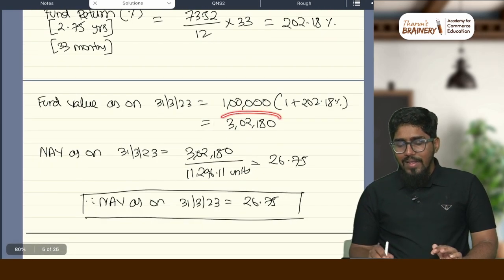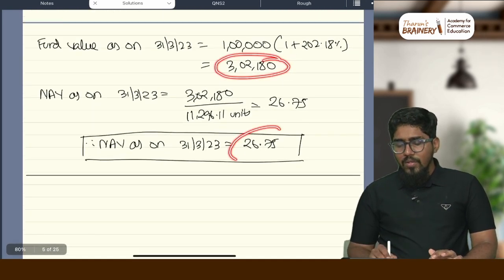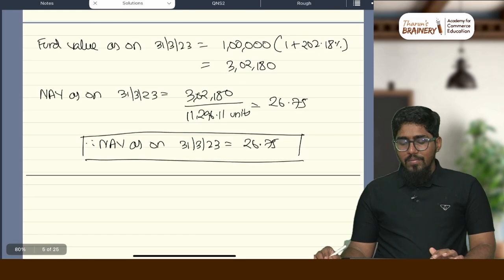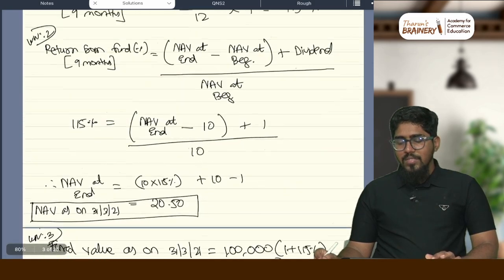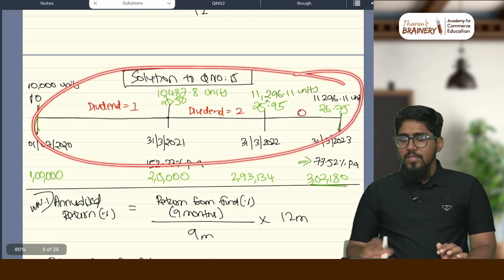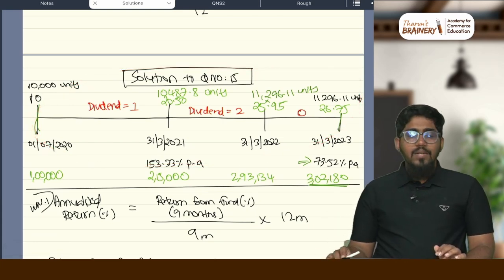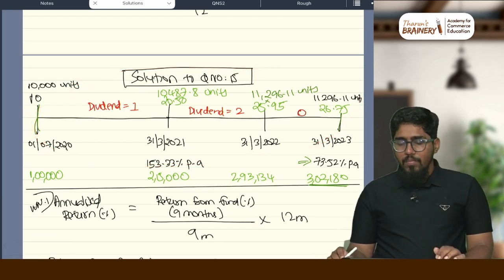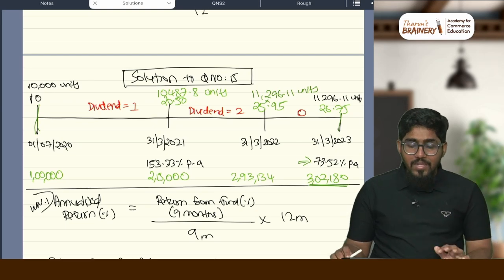Using the fund return you calculated the fund value, and using the fund value you calculated the NAV as on 31/3/2023, which is nothing but 26.75. But you will get clarity only when you draw a table like this; only then will you get clarity of how to solve the problem. Are you all with me? So question number 15 is completed.